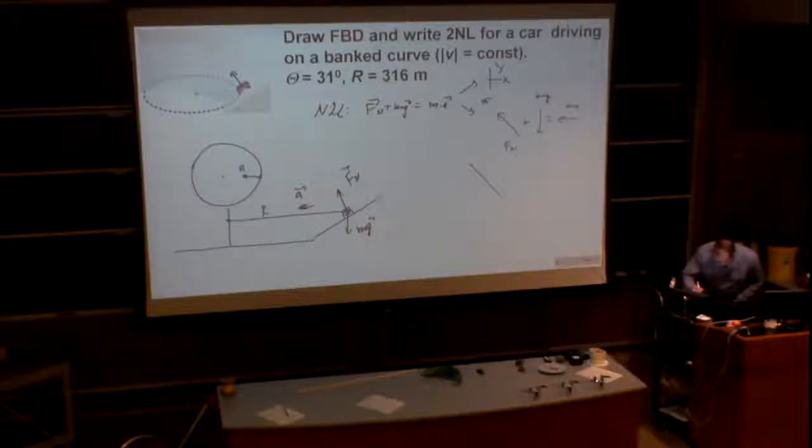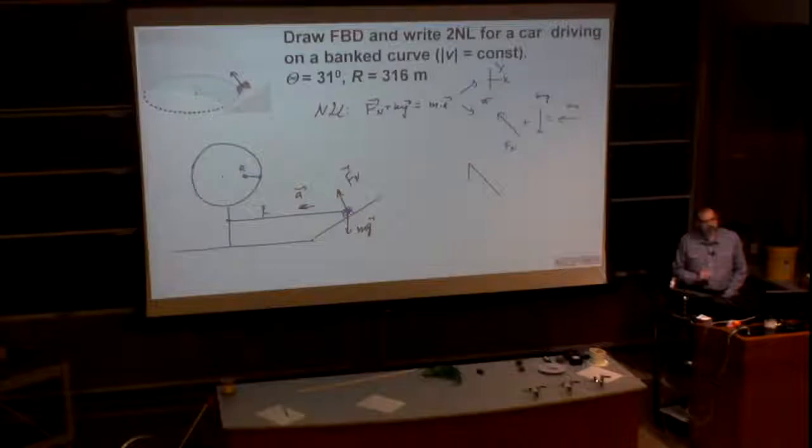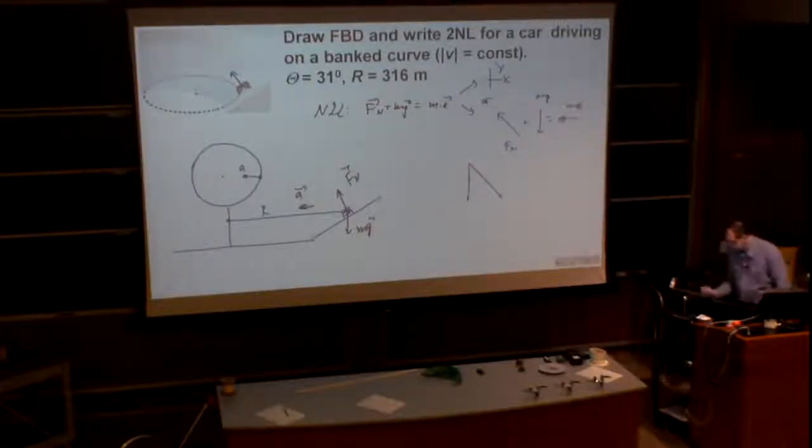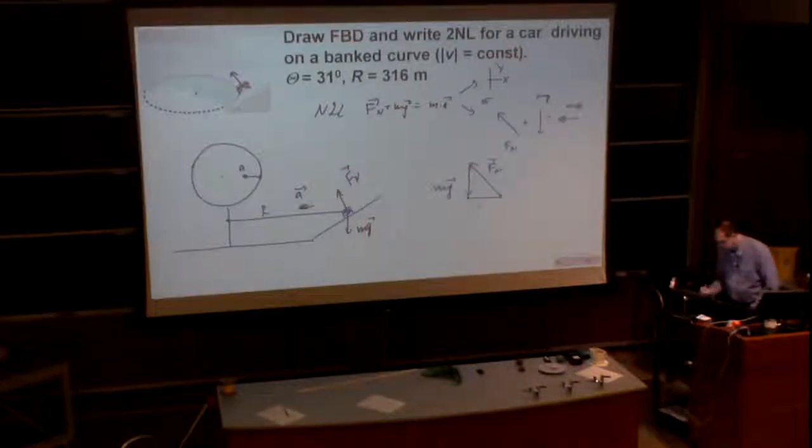Normal, gravity. That gravity would have been too short, right? Why? Because acceleration has to be horizontal. So I have to keep drawing until I reach the point which is at the same level as the initial point of the normal force. And now I can draw the third arrow. Normal, gravity, ma.